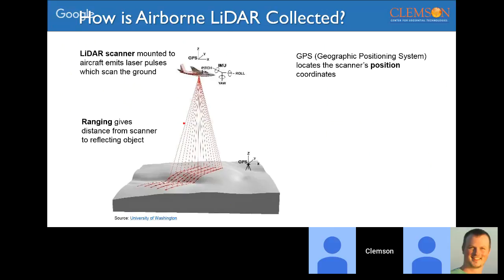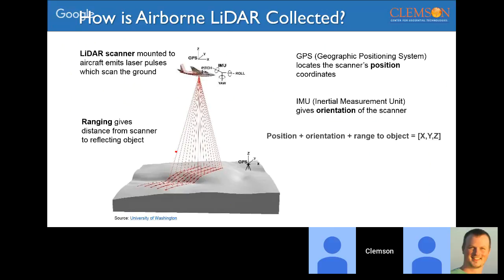So there's also this inertial measurement unit, or IMU, that gives you the orientation of the scanner as it emitted that laser pulse. So combining these three sets of information together, the position of the scanner, its orientation, and the range to the object, now we know the X, Y, and Z coordinate of that point.